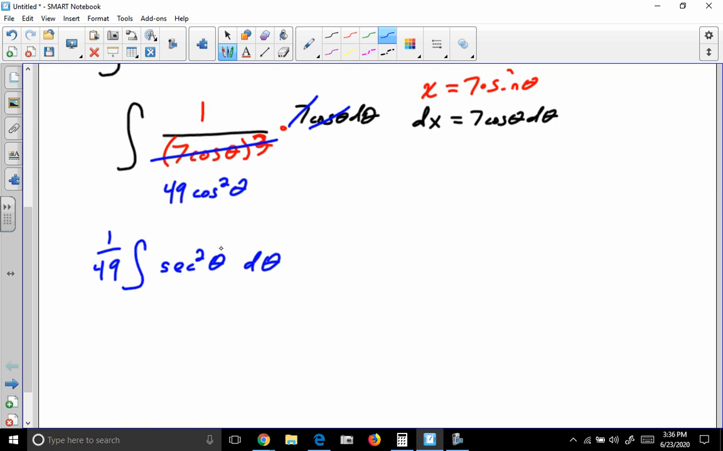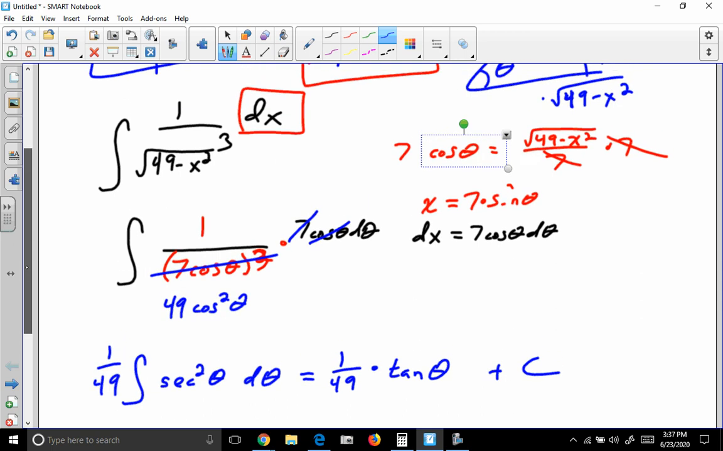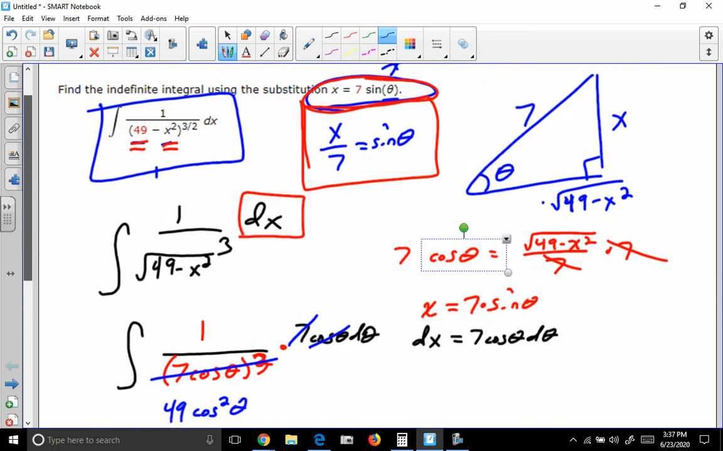Now we just integrate this. What function has a derivative that equals secant squared? That one's tangent. So the antiderivative of secant squared is tangent theta, then plus c. Well, that's not our original variable. Our original variable is x, so we're going to use the triangle to convert back to x. So we're going to look at the triangle, and we're going to say, well, what would tangent be?